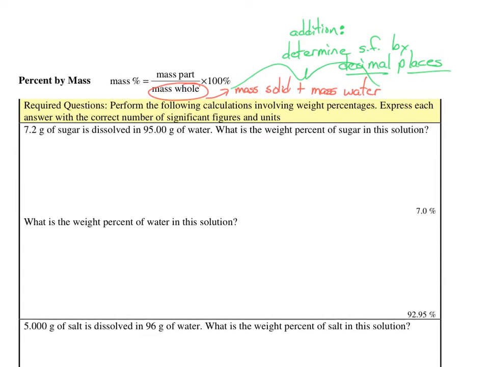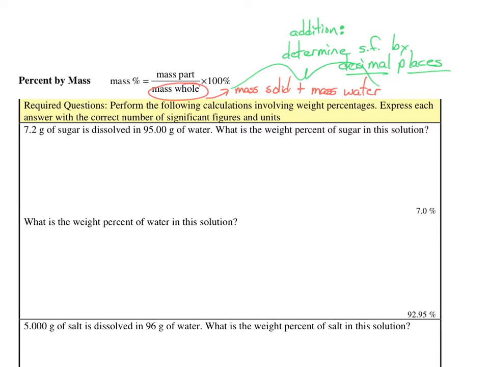All right, let's talk a little bit about these problems first. Percent by mass is defined as the mass of the part over the mass of the whole. Now, the mass of the whole is the mass of the solid that's dissolved plus the mass of the water.